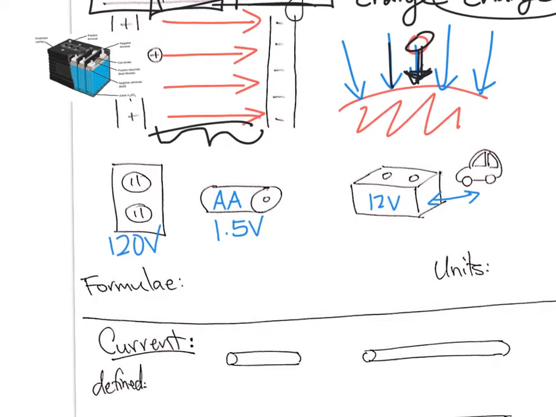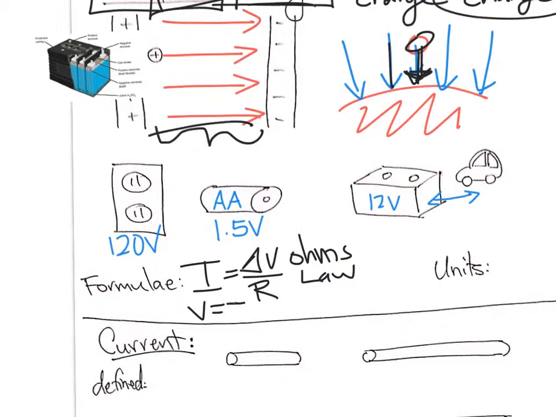Formulae. I like the way this word sounds. Makes me sound all British and intelligent. The formulae. We have that current is equal to change in voltage per resistance, and this is called Ohm's law. Sometimes this is written as V equals IR. So you'll see it written both ways.